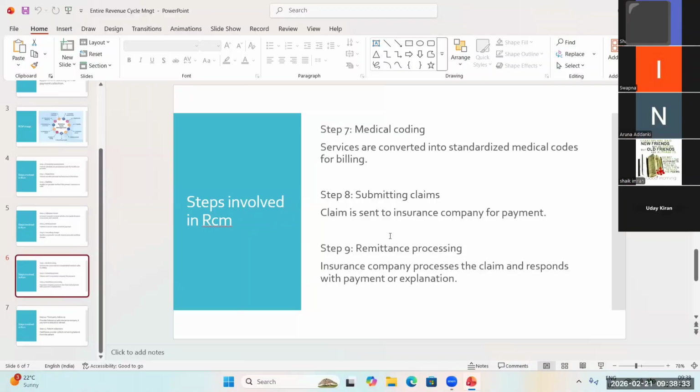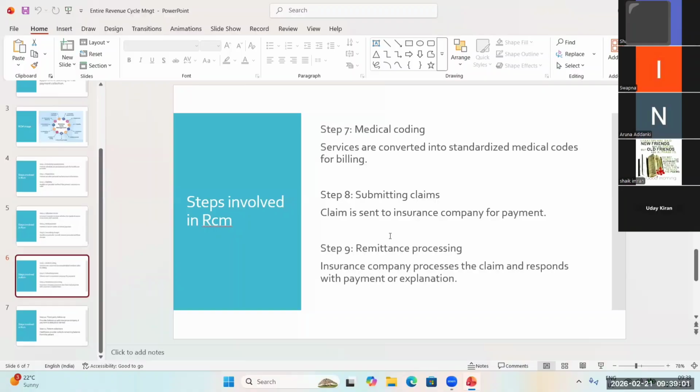Step 9 is remittance processing. Remittance processing means the insurance company processes the claim and responds with payment or explanation. Here, payment or explanation, we call it the explanation of benefits. Even if the claim is denied, we will get the explanation of benefits in the form of denials. And even if the claim is paid, we will get the explanation of benefits in the form of payments. If you have any doubts, ask.